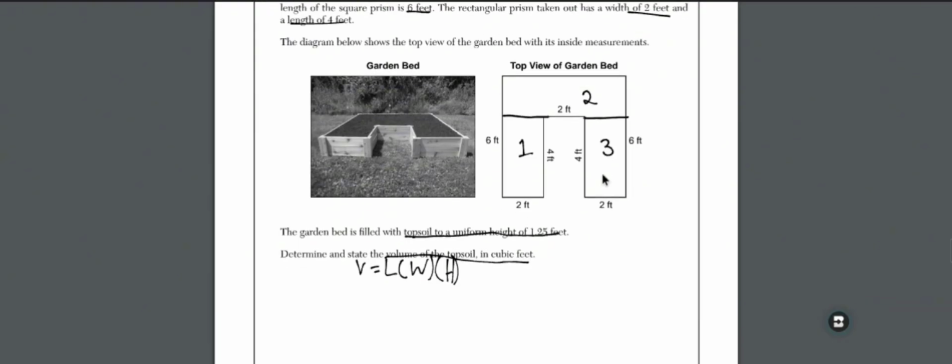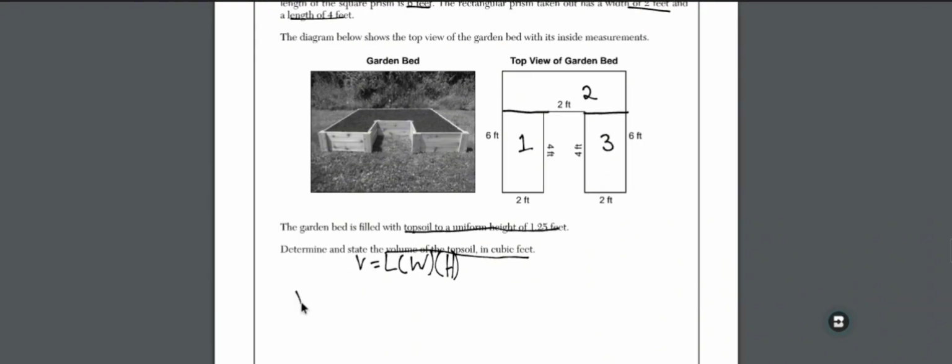So I need to determine the value of the volume. So volume of 1. My length, I know, is going to be 4. Right here, this is my length of 1. So it's going to be 4 times my width of 2 feet times my height. Remember, it said that the garden bed is filled with topsoil to a uniform height of 1.25 feet. When I multiply that together, 4 times 2 times 1.25, I'm going to get 10.